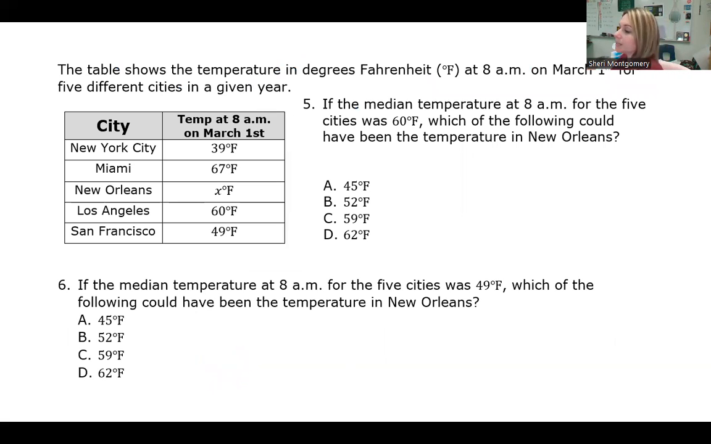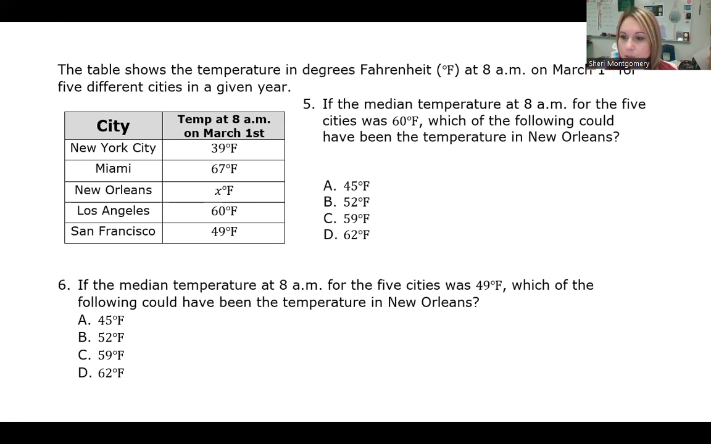The next question is another chart. So these word problems that go with mean, median, mode, and range, sometimes they're very challenging. It says the table shows the temperature in degrees Fahrenheit at 8 a.m. on March 1st for 5 different cities in a given year. In my opinion, in that one sentence, there's a lot of numbers. But if we just take a look at the chart, there are these cities and that's the temperature on this day at that time. Okay, fine.